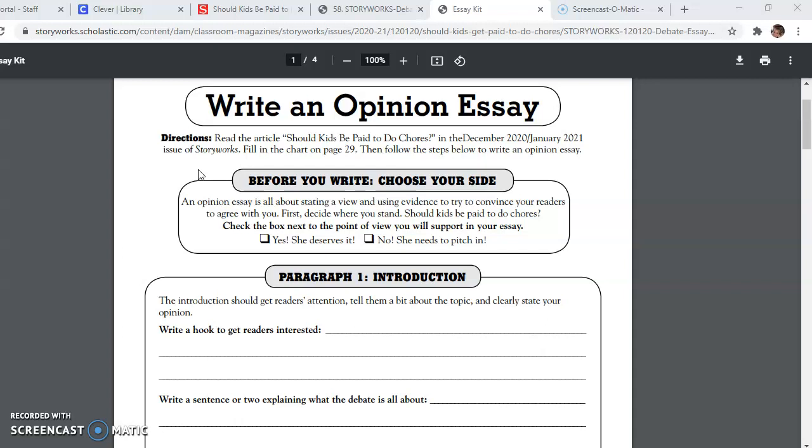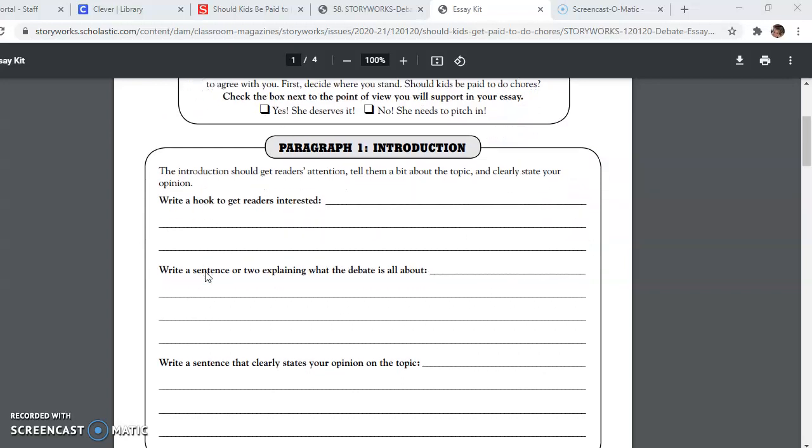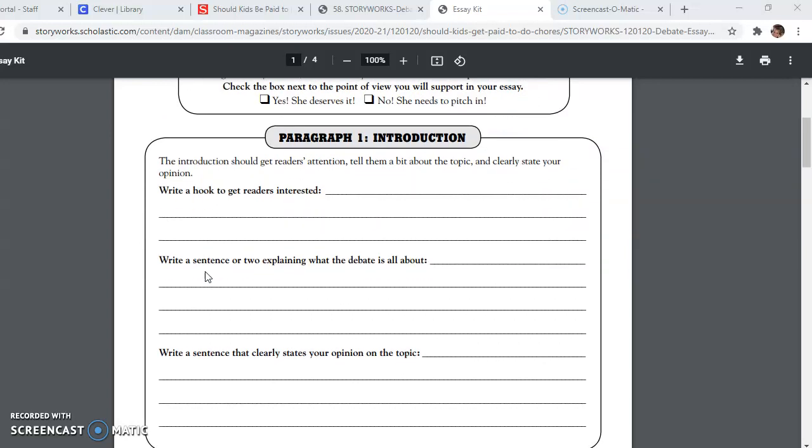Should kids be paid to do chores? Check the box next to the point of view you will support in your essay. So you'll need to decide, yes, she deserves it, or no, she needs to pitch in. So you'll need to decide that first of all. And then I've dropped this in Schoology, so you're simply going to answer these in Schoology through the essay. So you're going to write that.